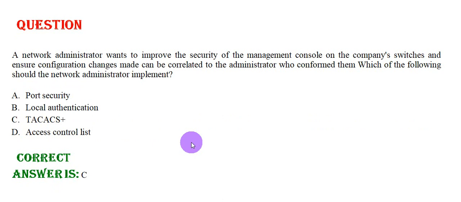A network administrator wants to improve the security of the management console on the company's switches and ensure configuration changes made can be correlated to the administrator who committed them. Which of the following should the network administrator implement? Option A, port security. Option B, local authentication. Option C, TACACS plus. Option D, access control list. The correct answer is option C.